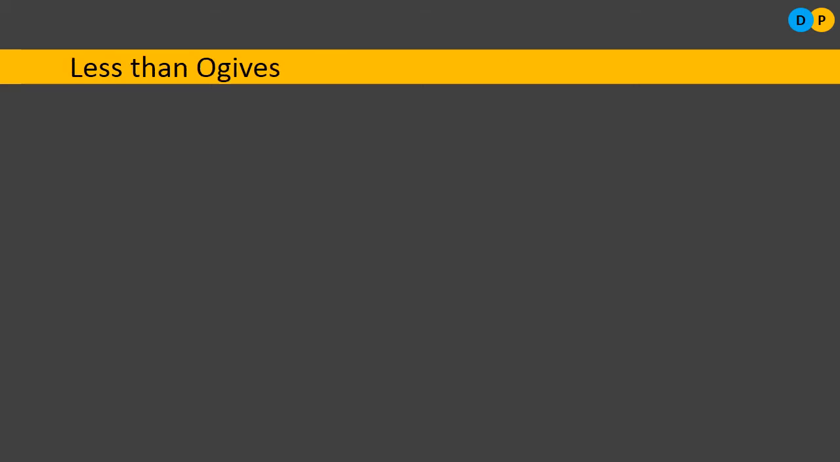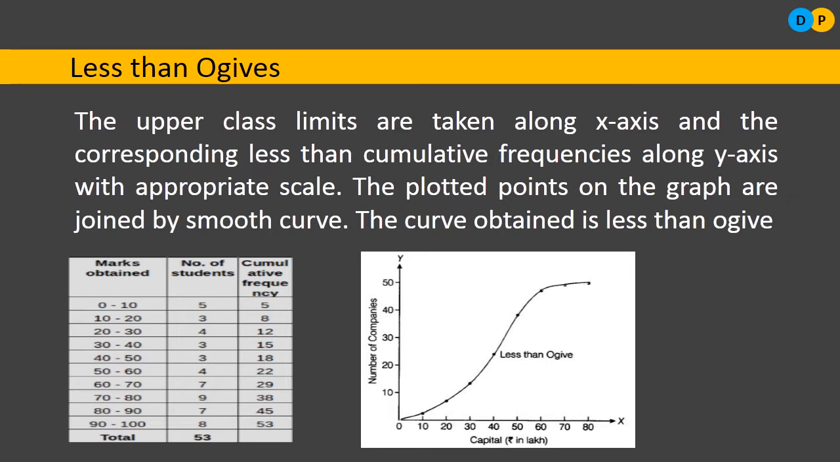So what is a less than ogive? Here we will be drawing a curve for the cumulative frequency against the upper class limits. Please notice here I have a table showing the marks obtained and the number of students. This is the frequency, but I cannot construct ogives using frequency. I need cumulative frequencies. So this is the less than cumulative frequency. 5 plus 3 is 8, 8 plus 4 is 12, 12 plus 3 is 15. This is how I have constructed the less than cumulative frequencies.